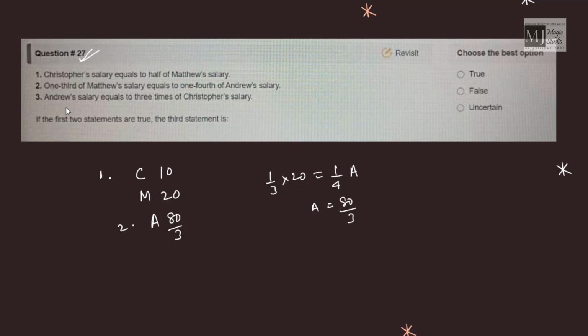The third piece of information is Andrew's salary equals 3 times Christopher's salary. Christopher's salary is 10, so 10 into 3 would be 30. Now 80 by 3 doesn't seem to be equal to 30. So if statements 1 and 2 are true, obviously the third statement is false.